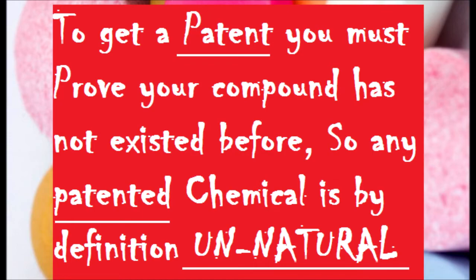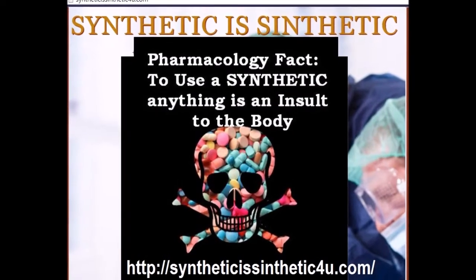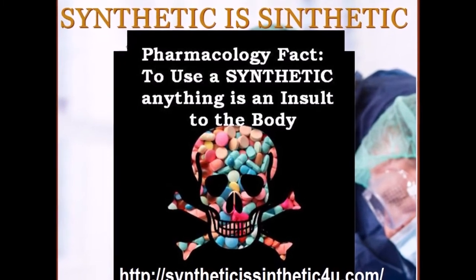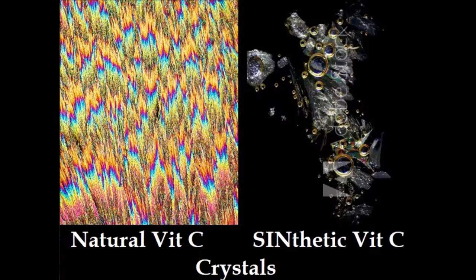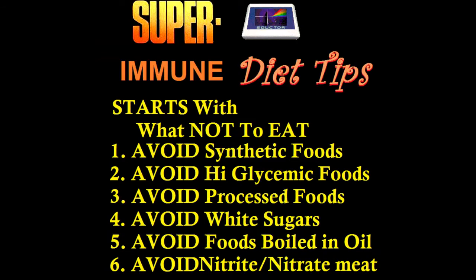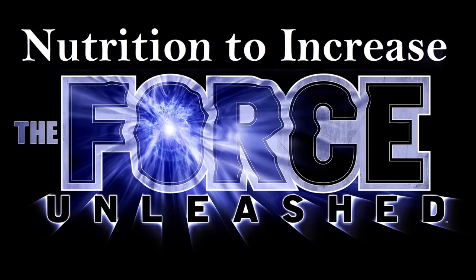And when we look at the synthetic chemical companies, and we compare the natural versus synthetic, the natural is superior. Most importantly, it has an energy factor, an energy given to it from that life force that the chemical companies do not understand. So we must avoid synthetic foods, the patented foods, avoid the high glycemic foods, the processed foods, the white sugars, foods boiled in oil, nitrates, in order to sharpen and get our energy, to increase the force, the prana, the chi, to follow the Tao and the Dharma, and to have the best control over our lives.